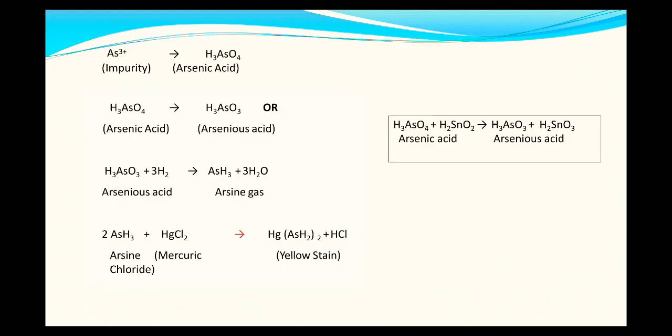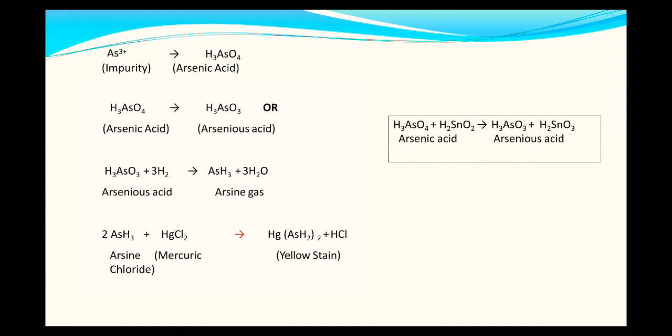This is the procedure. Next, we'll see the reactions. Impurity As3+ is converted into H3AsO4, arsenic acid. Next, H3AsO4 arsenic acid is converted into arsenious acid, H3AsO3. Next, arsenious acid combines with nascent hydrogen, that is 3 moles of hydrogen H2, and produces arsine gas AsH3, plus liberating 3 molecules of water.